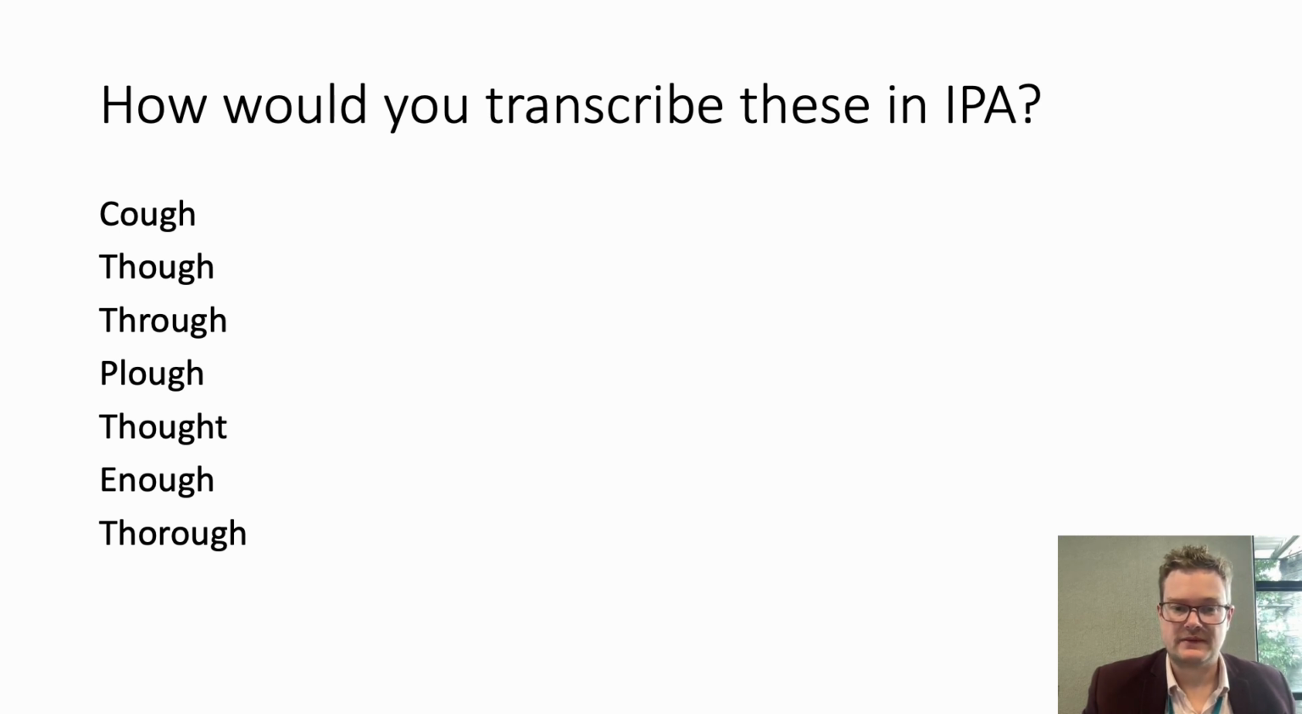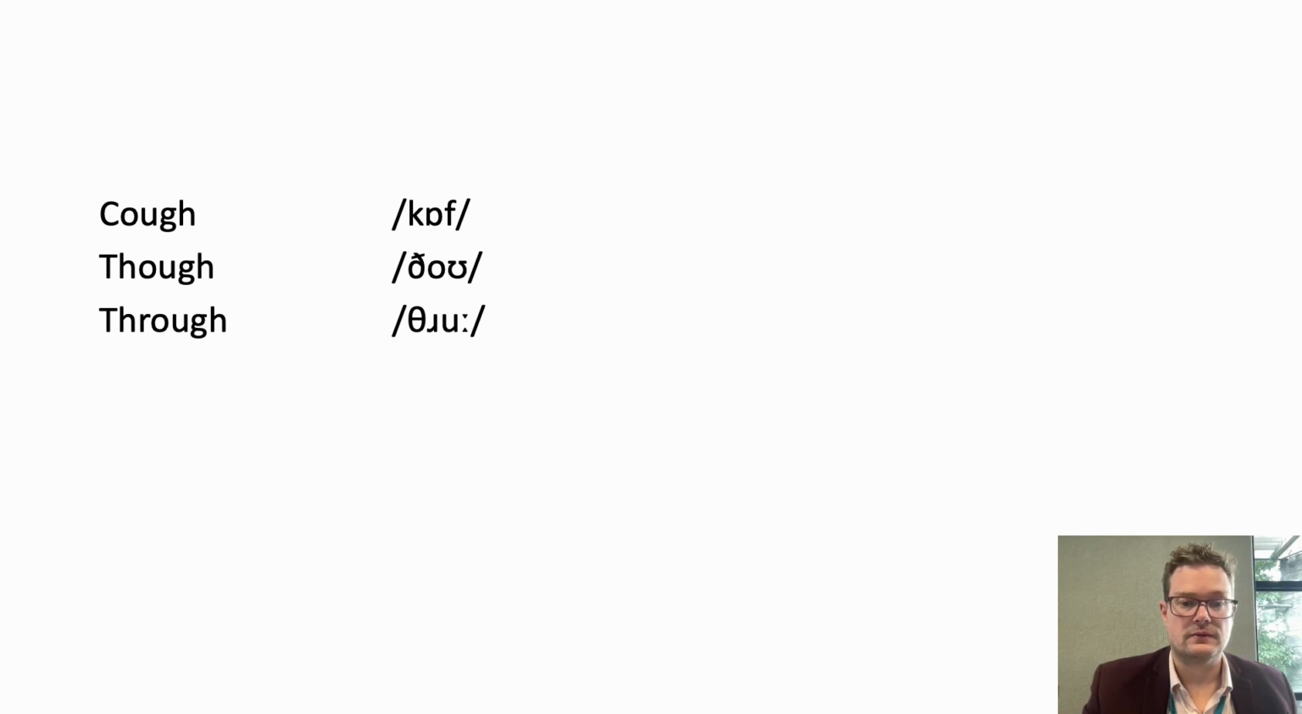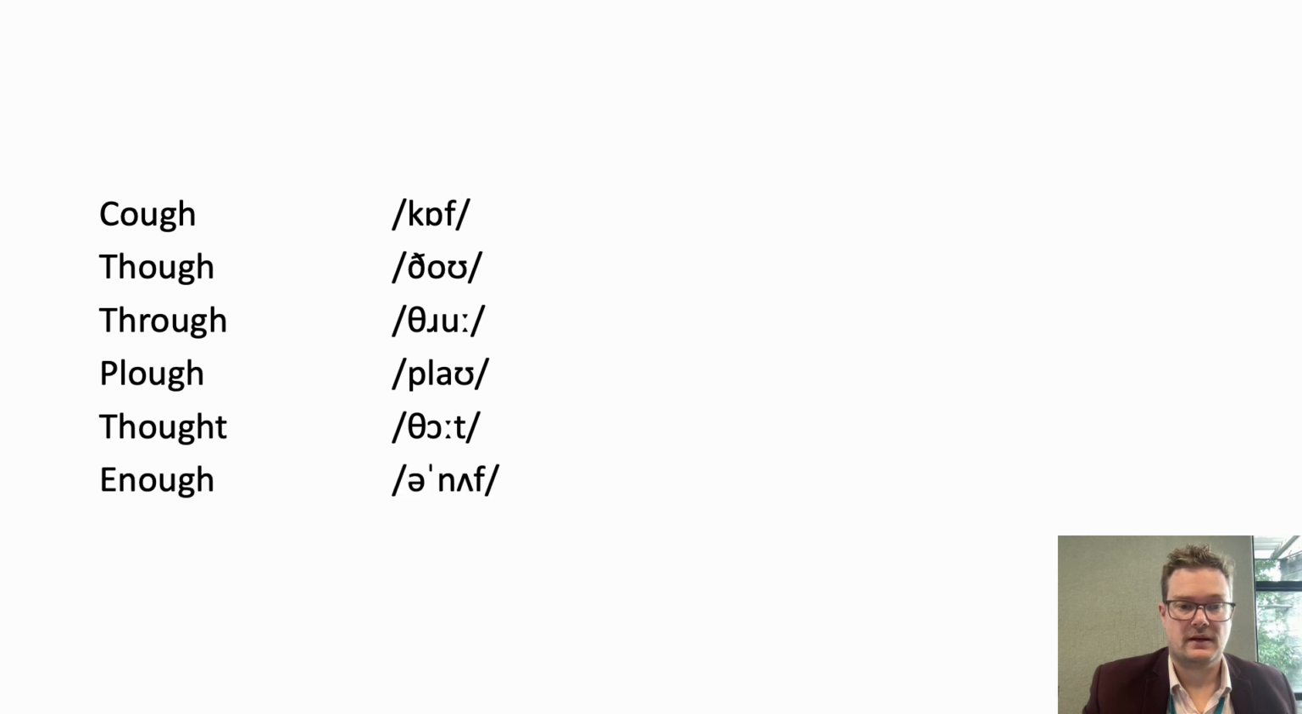Okay, if you've unpaused the video, I'm assuming that you've had a crack at it. In Australian English, I would transcribe them like this. So cough, you've got k off. Though, you've got th o. Through, plough, thought, enough, thorough. How'd you go?